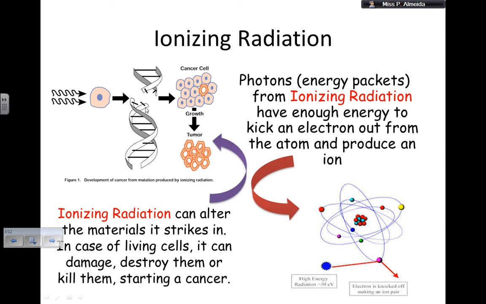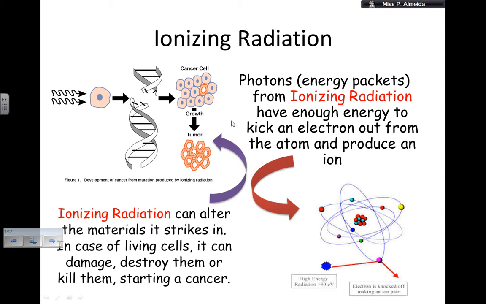And in here I have an example. So imagine this is the radiation getting into a cell. It can break the DNA structure or alter the DNA structure. You get one bad cell. Now, cancer is when you have many bad cells growing out of control.